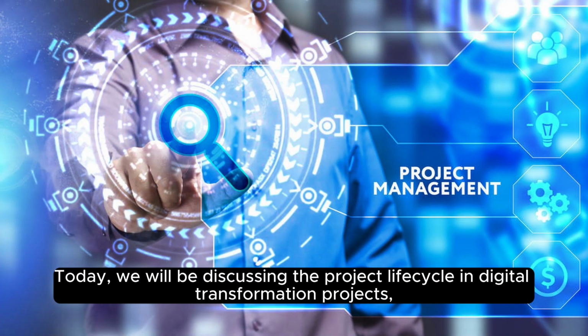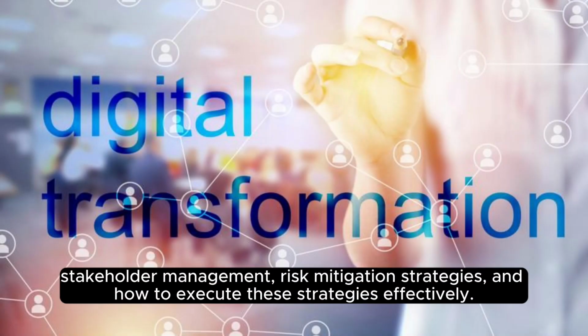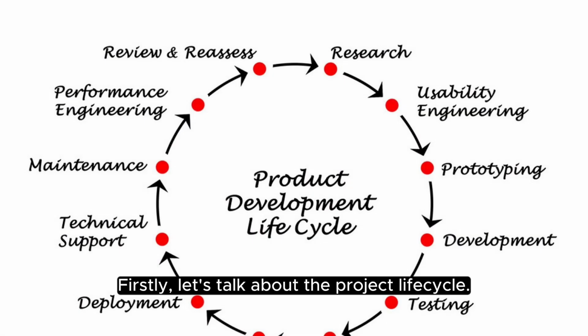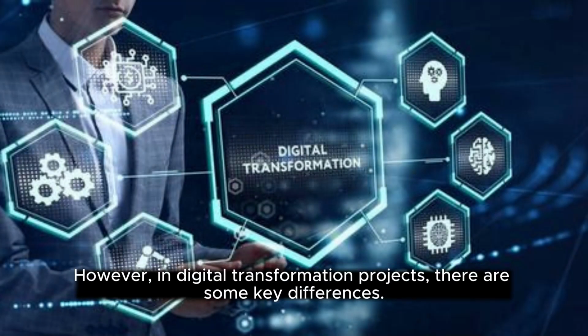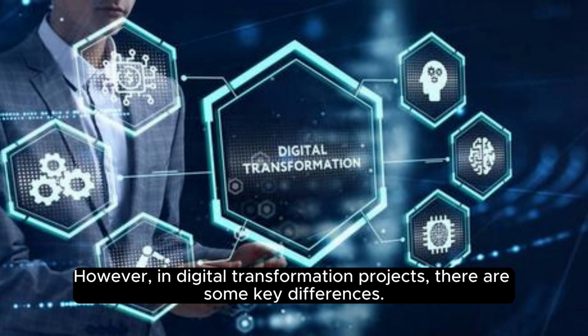Today, we will be discussing the project lifecycle in digital transformation projects, stakeholder management, risk mitigation strategies, and how to execute these strategies effectively. Firstly, let's talk about the project lifecycle. In traditional projects, the lifecycle consists of initiation, planning, execution, monitoring, and closure. However, in digital transformation projects, there are some key differences.